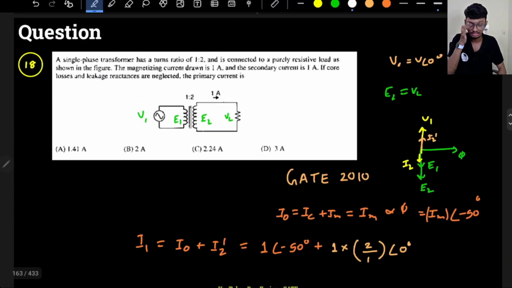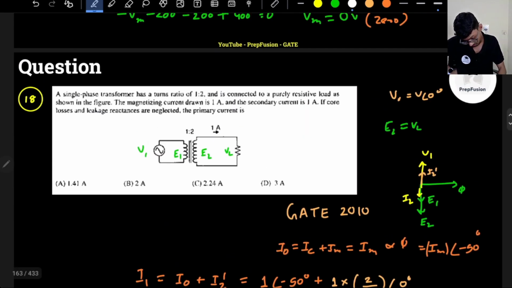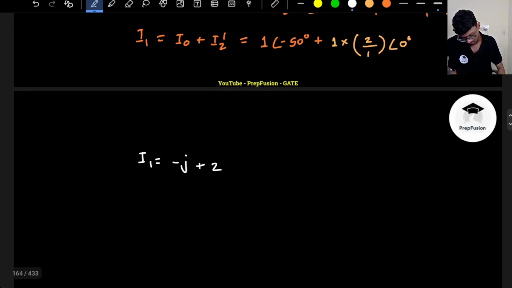They have just asked us the primary current, basically the magnitude. They have not asked us the phase. So the magnitude will be 1 squared plus 2 squared, that is under root 5. So under root 5 will be 2.236, 2.236 amperes.